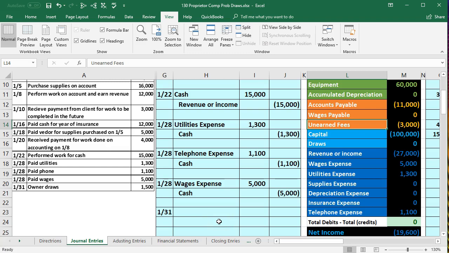In this presentation, we will continue on with our comprehensive proprietorship problem, recording the last transaction for the month, which will be on January 31st.